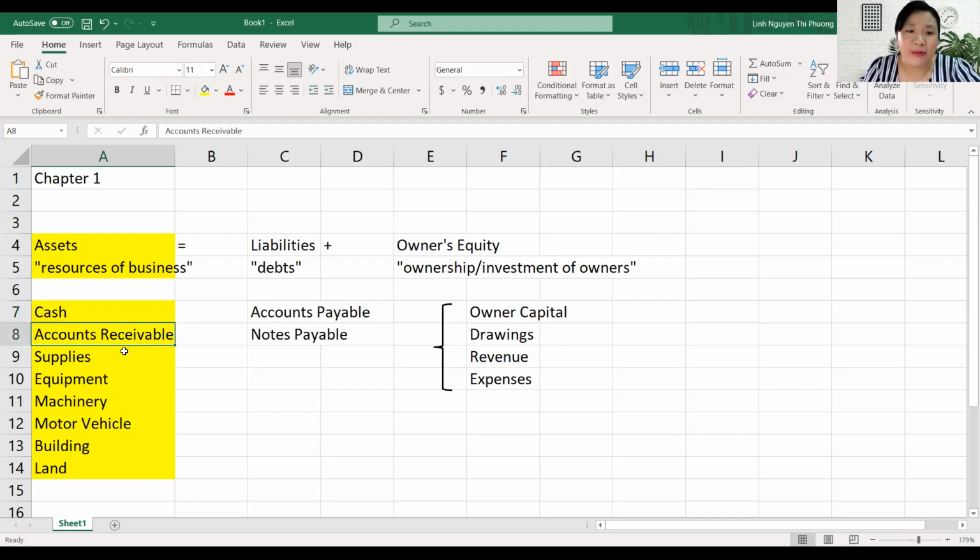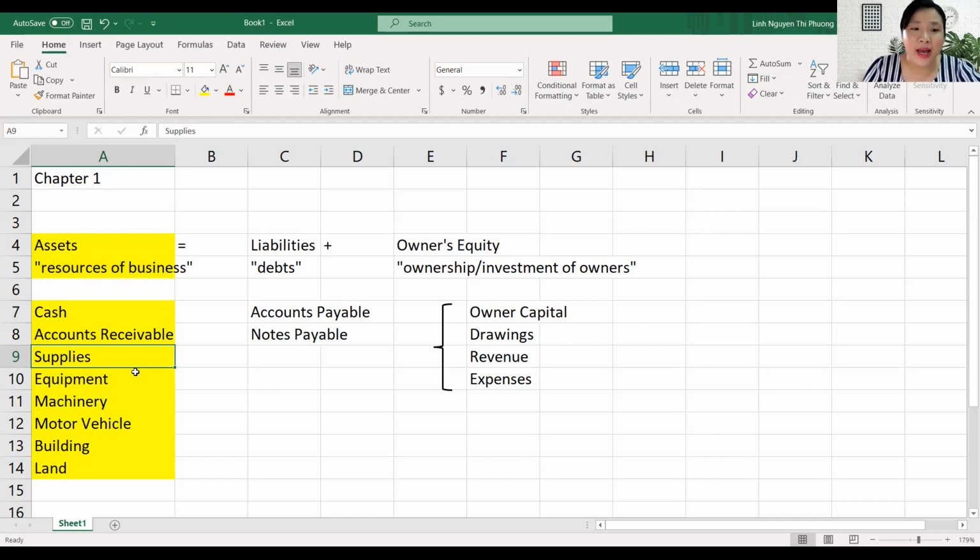Before I explain account receivable, maybe I'll do it later. Okay, let's look at supplies first. Okay, so what is supplies? Supplies means those things that you use in running the business. We call it supply. So for example, you have pencil, you have pen, papers, super glue or something. It is called supplies. Okay, so supply is kind of stationery, those things that we use in running the business.